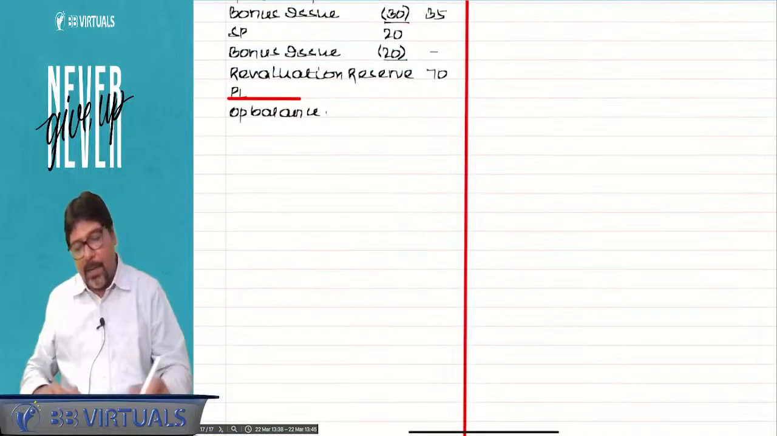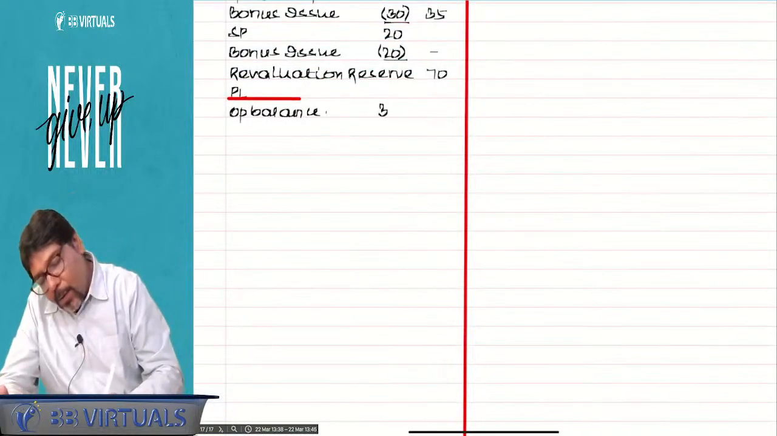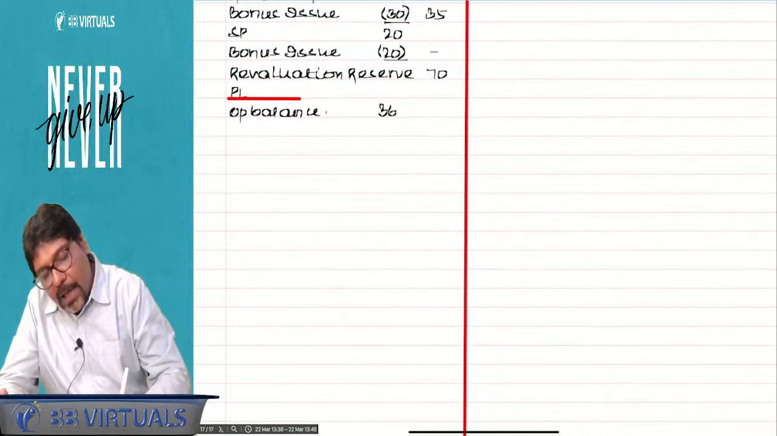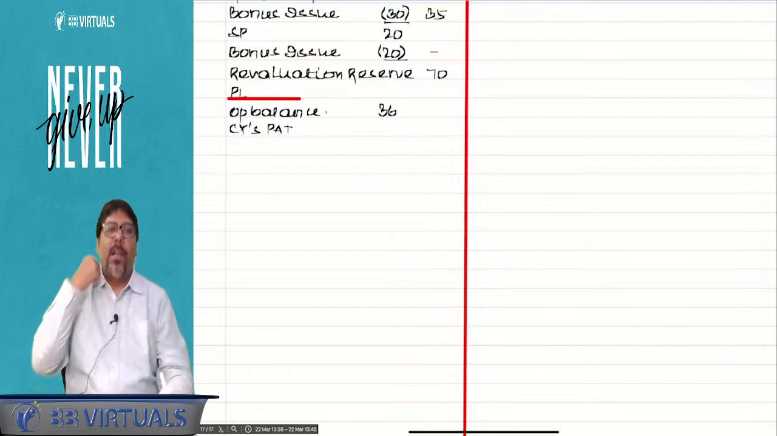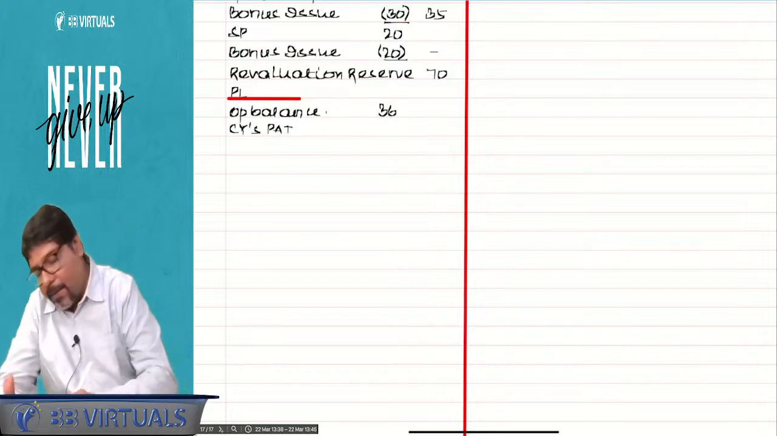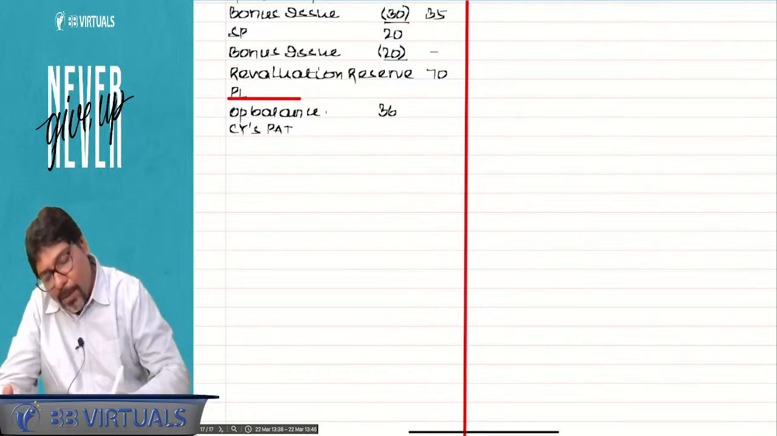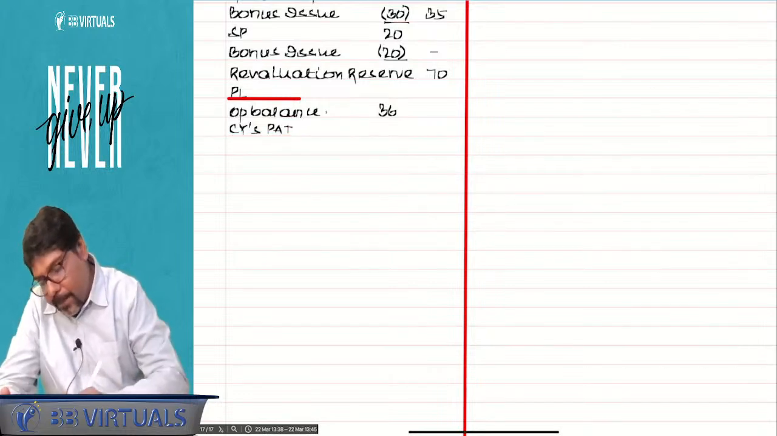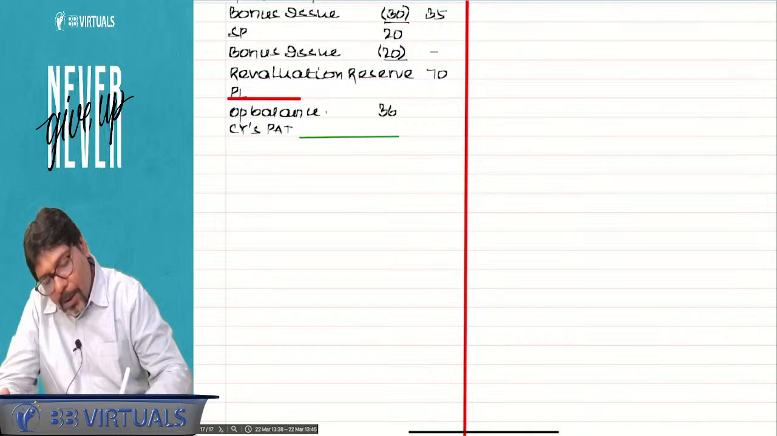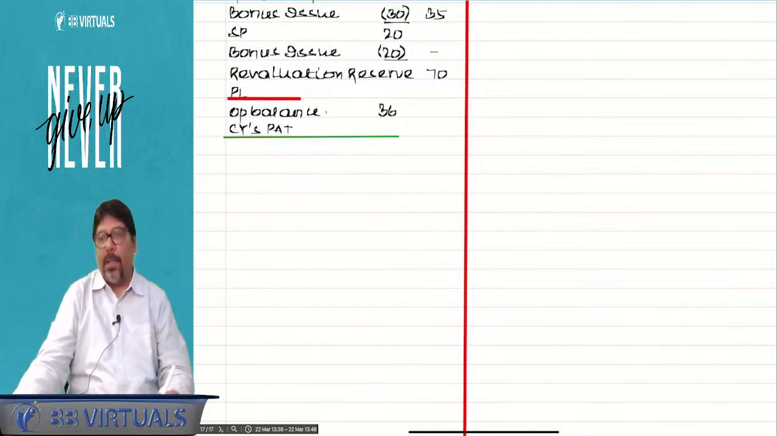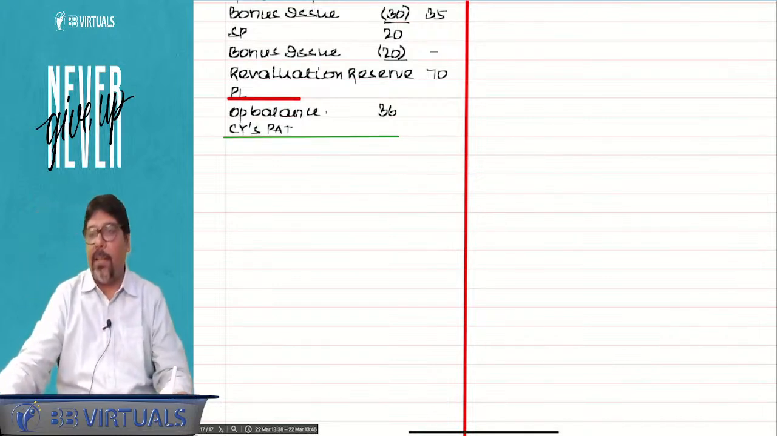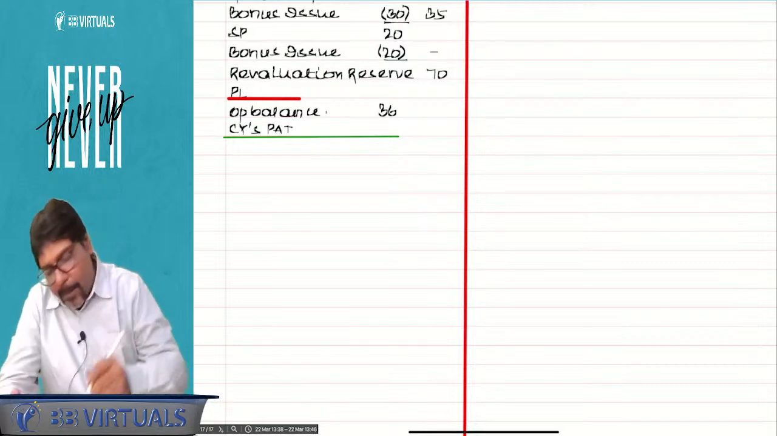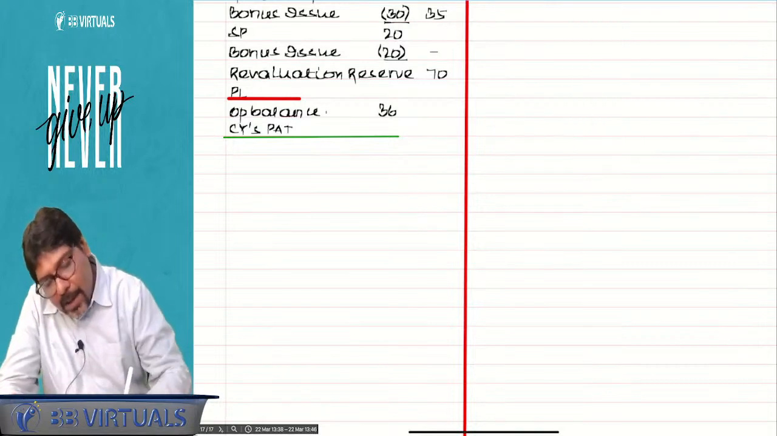P&L का opening balance is 36,000. To that 36,000 we'll add current year's profit after tax. Current year profit after tax, I don't know. I have to wait. So no problem. I will wait. So now I will get a total figure. After current year tax, I will get a total figure. From that I will pay interim dividend.